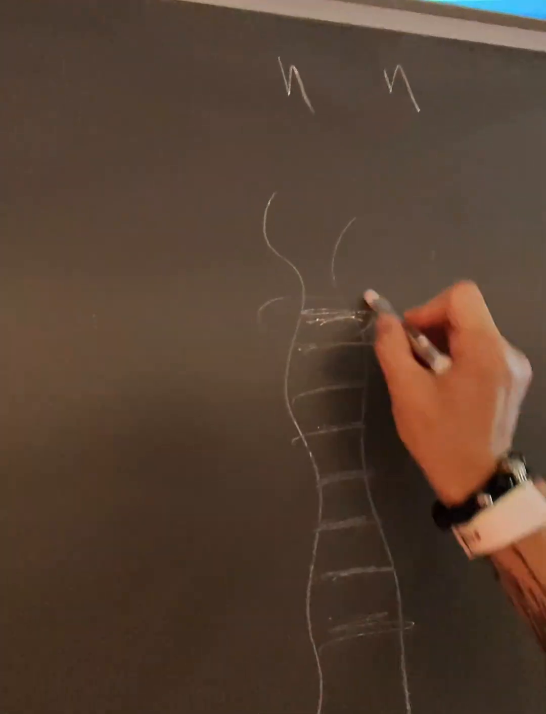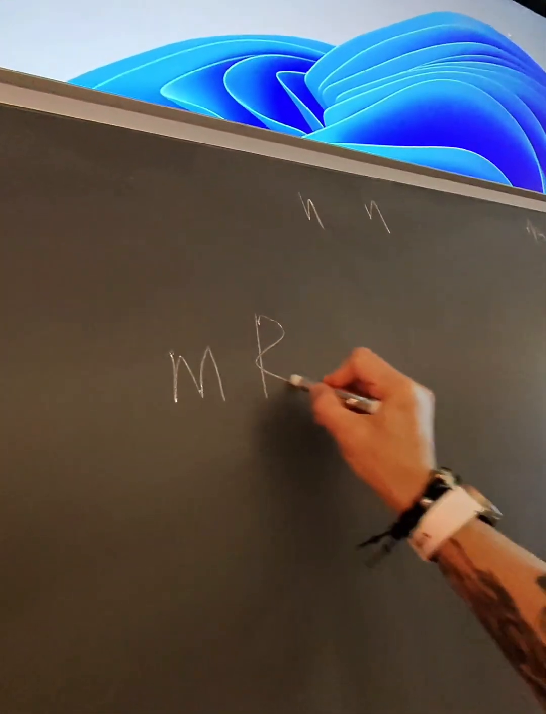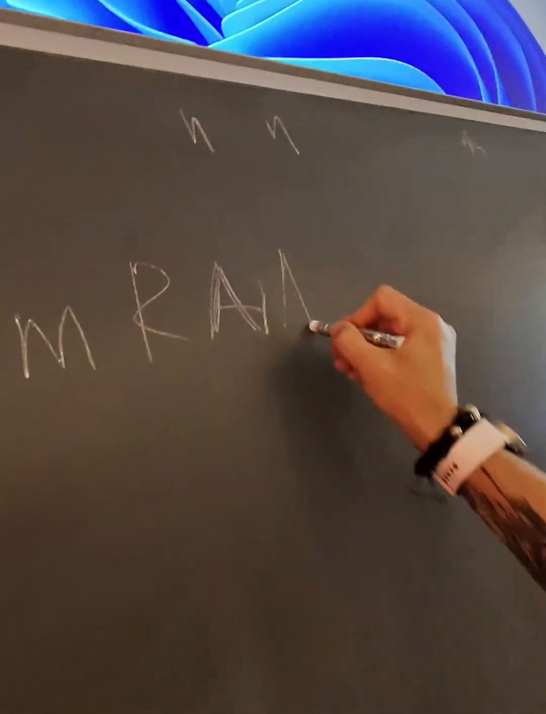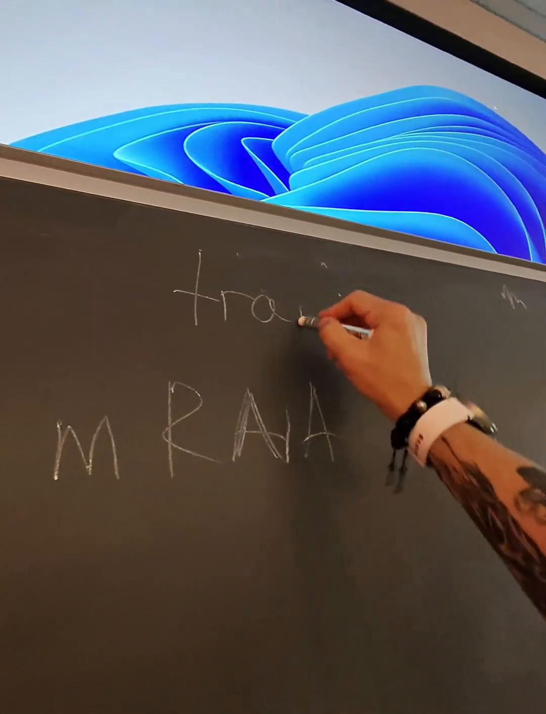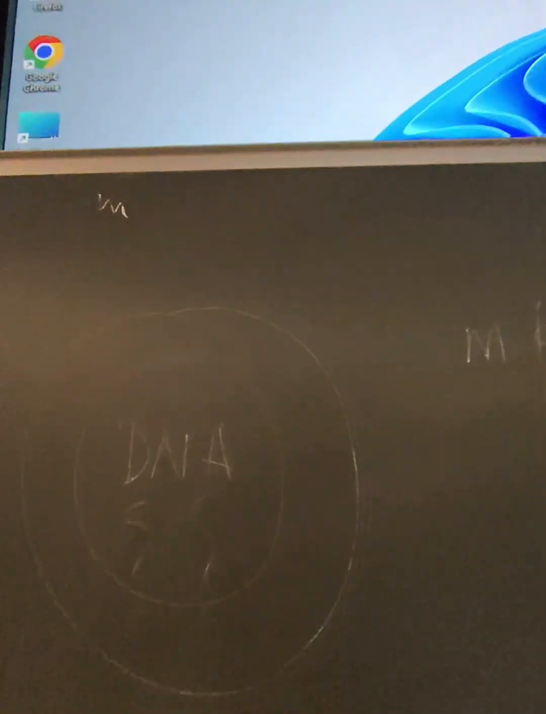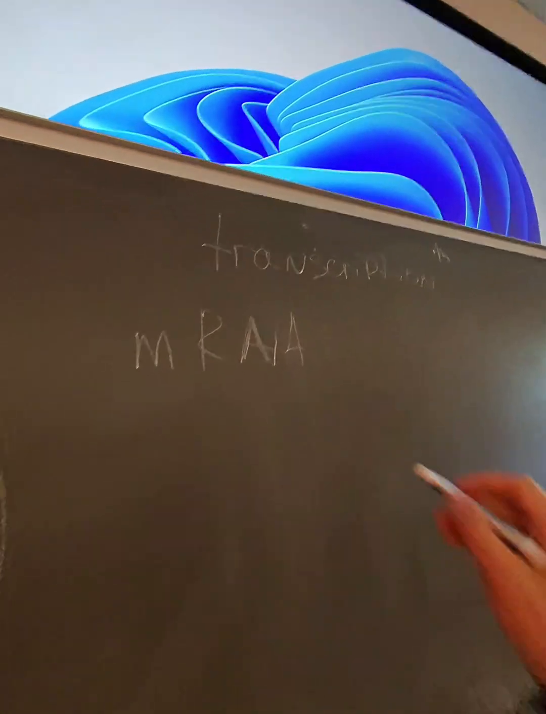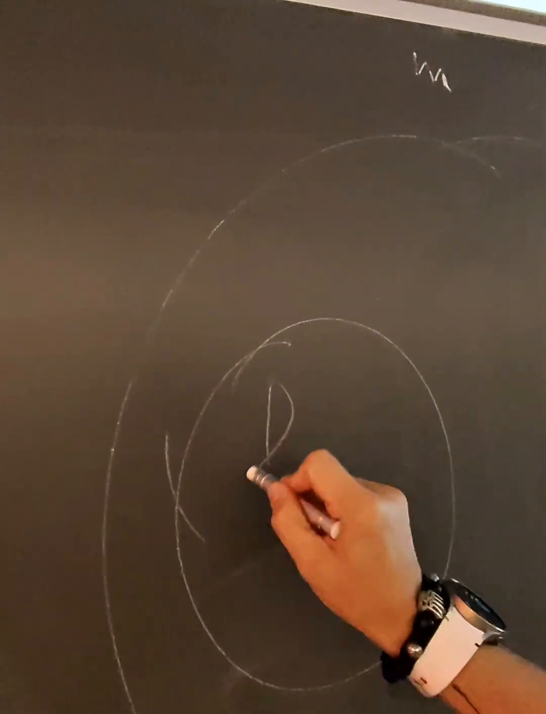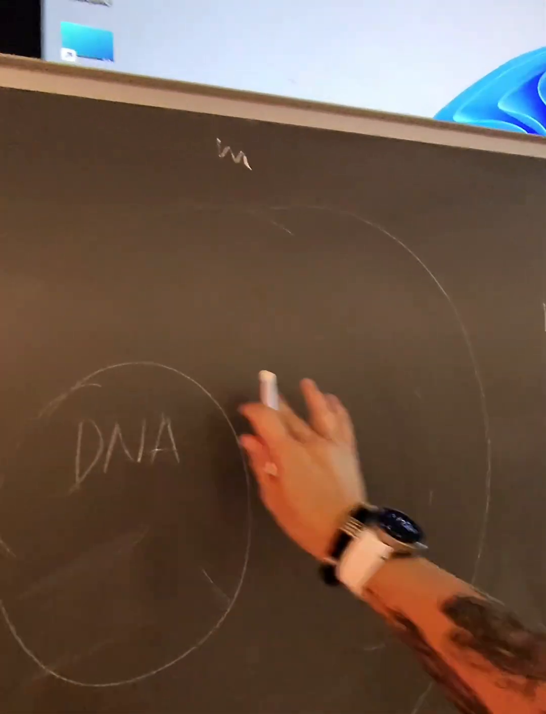So we're just taking this copy. We're making a copy that is called messenger RNA. This step is called transcription. So what happens is that we want to make a copy from DNA to messenger RNA. Here's the cell, here's the nucleus, DNA is here, and this is the cytoplasm, the outside of the nucleus.